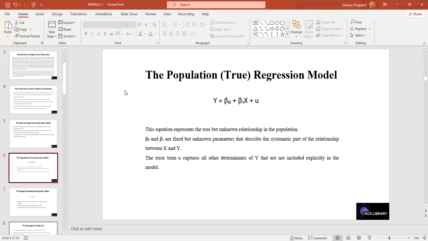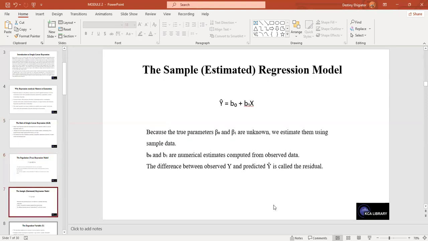Let's look at the population, that is, the true regression model. This equation represents the true but unknown relationship in the population. B0 and B1 are fixed but unknown parameters that describe the systematic part of the relationship between X and Y. The error term U captures all other determinants of Y that are not included explicitly in the model.